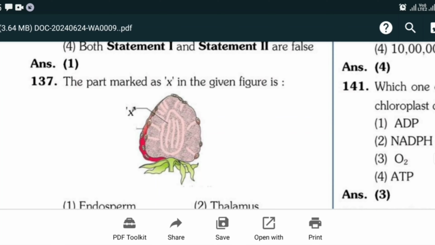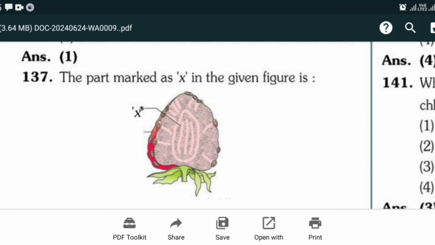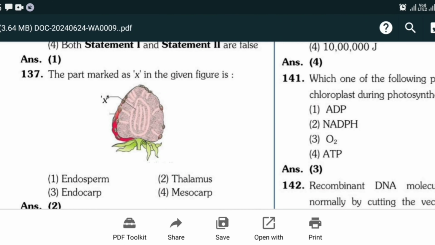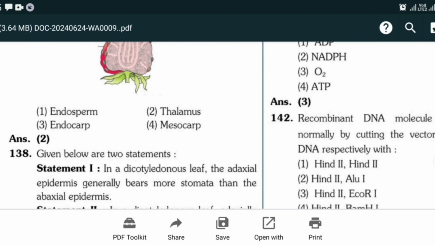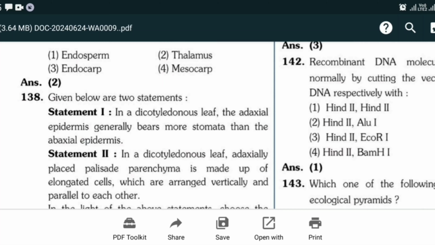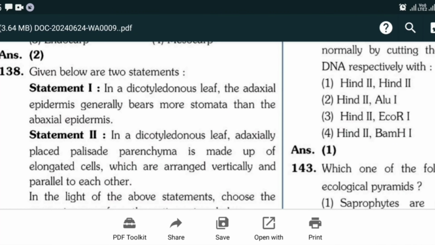Then the part marked as X in the given figure is, so here, X is thalamus. It is one of the examples of false fruit. Then given below are 2 statements. Statement 1, in a dicotyledonous leaf, the adaxial epidermis generally bears more stomata than the abaxial epidermis. Here the condition is actually vice versa. The adaxial epidermis bears fewer stomata, and the abaxial, that is the lower surface, bears more stomata. So the first statement is wrong.